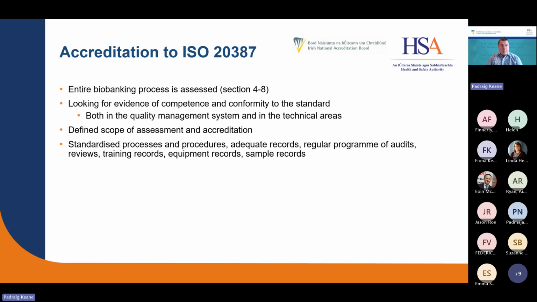And a normal quality management system accredited to 20387 or the other standards will have standardized processes and procedures. We'll expect to see adequate records. We'll expect a regular program of internal auditing, management reviews. And then for staff, we'll expect to see training records. Any equipment in use, we'll need to see that it's been appropriately calibrated, that there are good records to confirm that they're working properly, and that there's adequate records as well for the samples within the biobank.